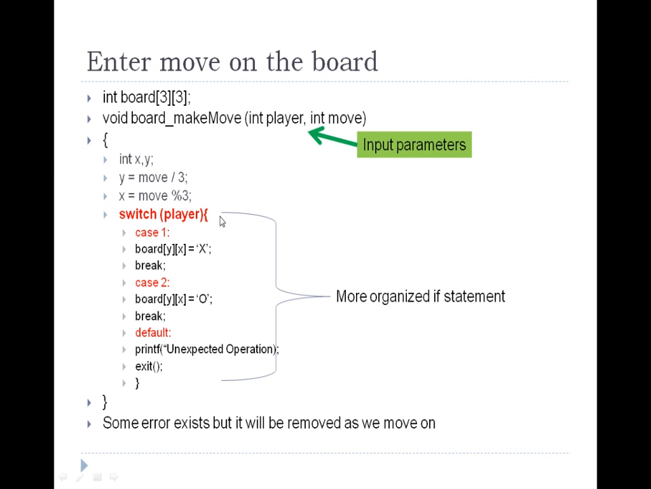We have talked about this logic before as well. The switch statement is like a more organized if statement. So if the player value is 1, then you have to input x. So the symbol that needs to be input in the board is X. If the value of the player is 2, then the symbol that you need to enter is O. Then break.